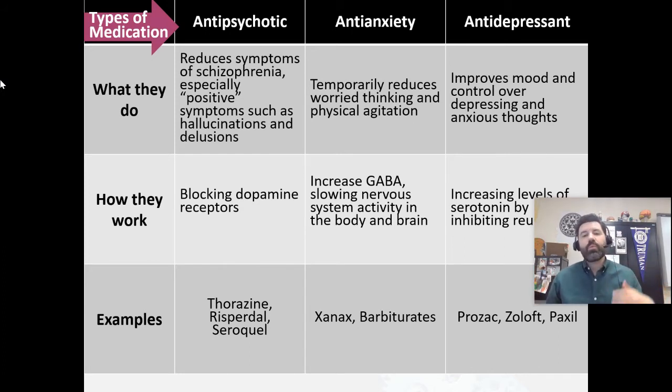And think back way to the beginning of our course. We talked about the neurotransmitter GABA, right? Our brake adjustment, and how GABA helps slow the body back down. Well, many anti-anxiety medications work by slowing down the nervous system activity in the body and the brain to help alleviate that worried thinking and physical agitation.